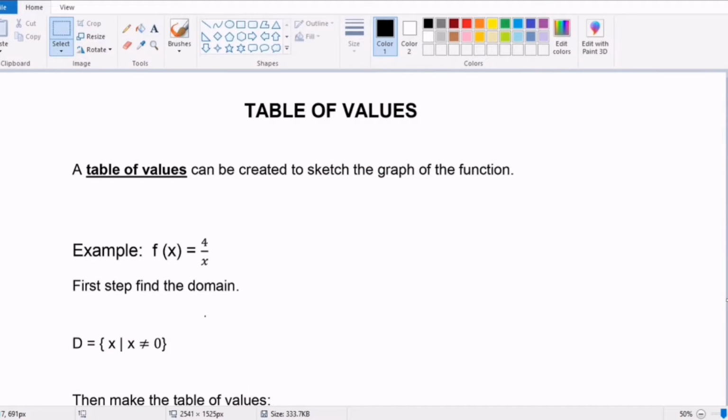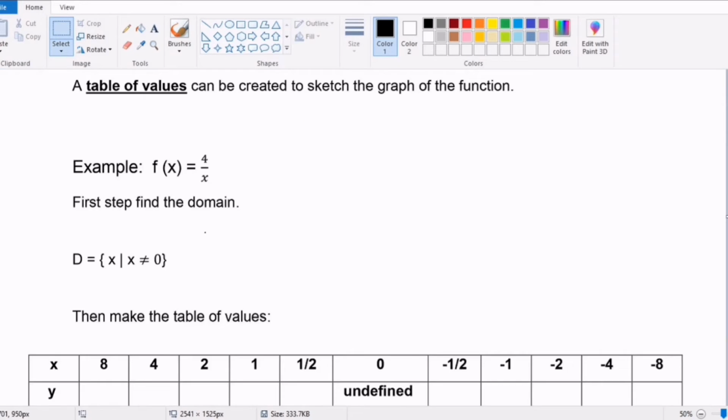Table of values. A table of values can be created to sketch the graph of the function. Example here is f of x equals 4 over x. First step, we will find the domain. Our domain here is x such that x is not equal to 0, since all real numbers except 0 can be substituted here in our given.